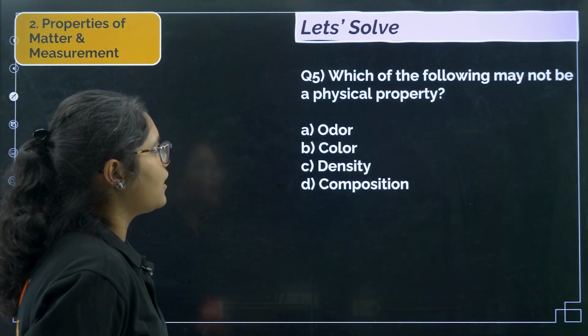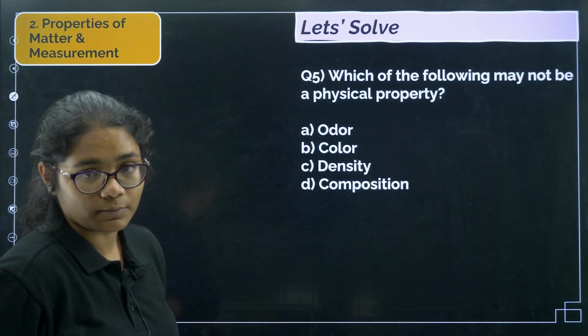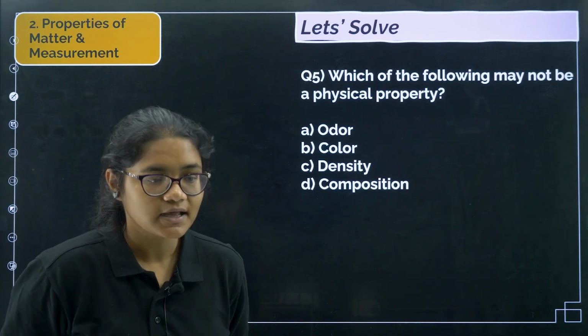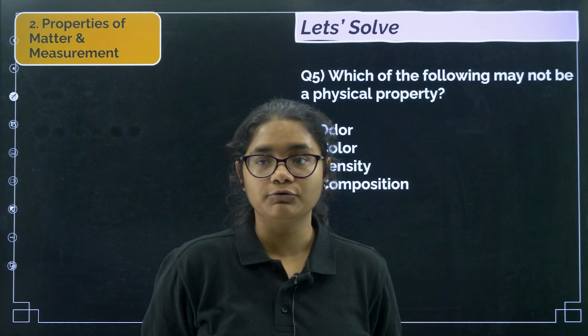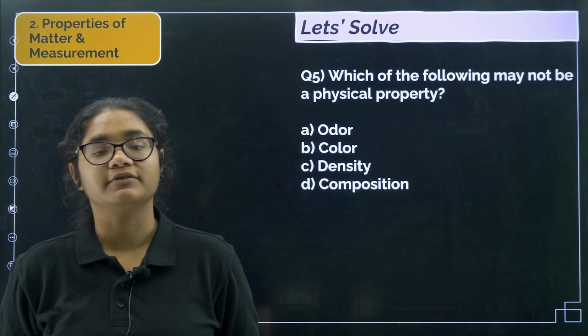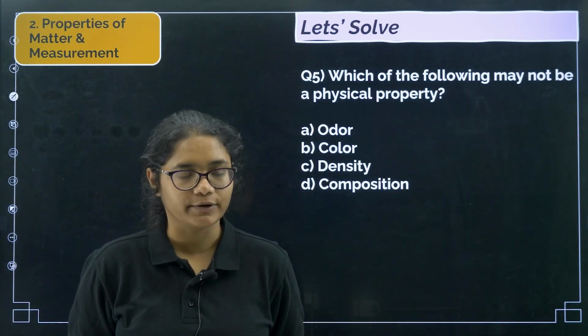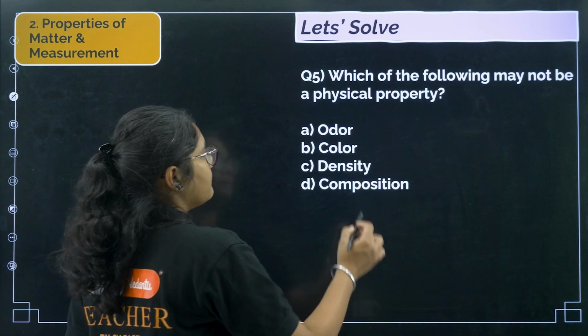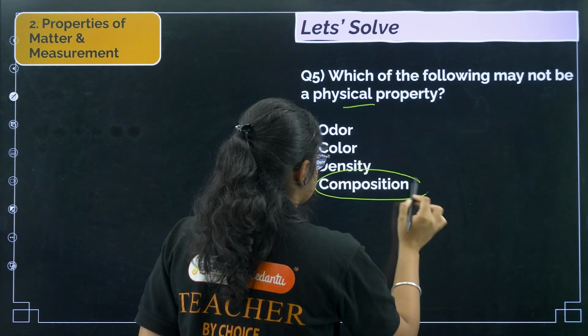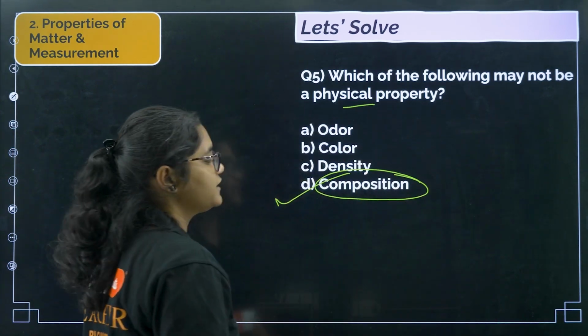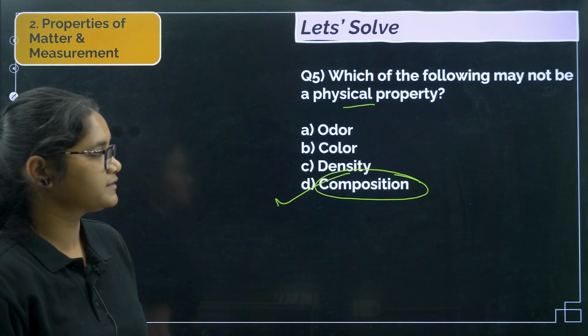Next, which of the following may not be a physical property? So we discussed physical properties are those properties where, if you measure them, the chemical composition will not change. So the answer is composition, because composition will change if you are measuring the chemical properties.